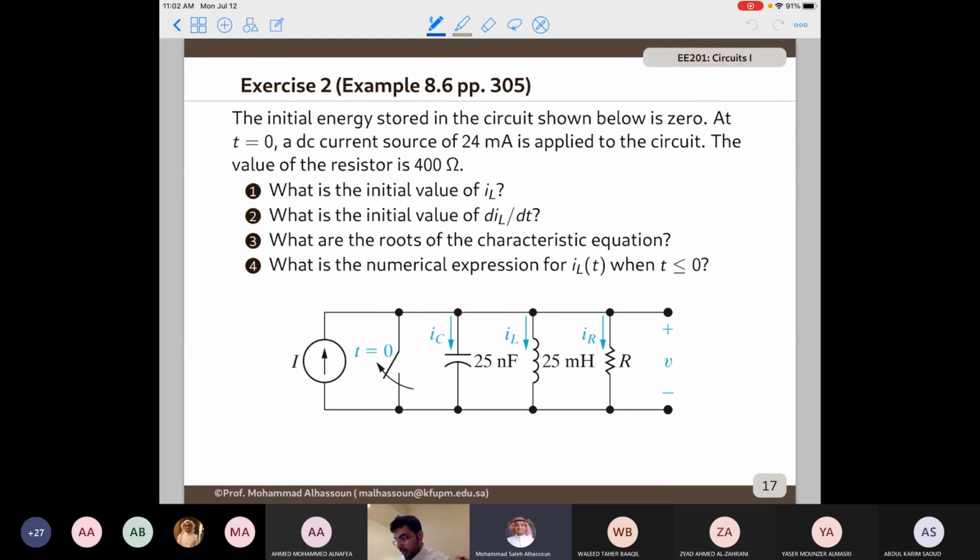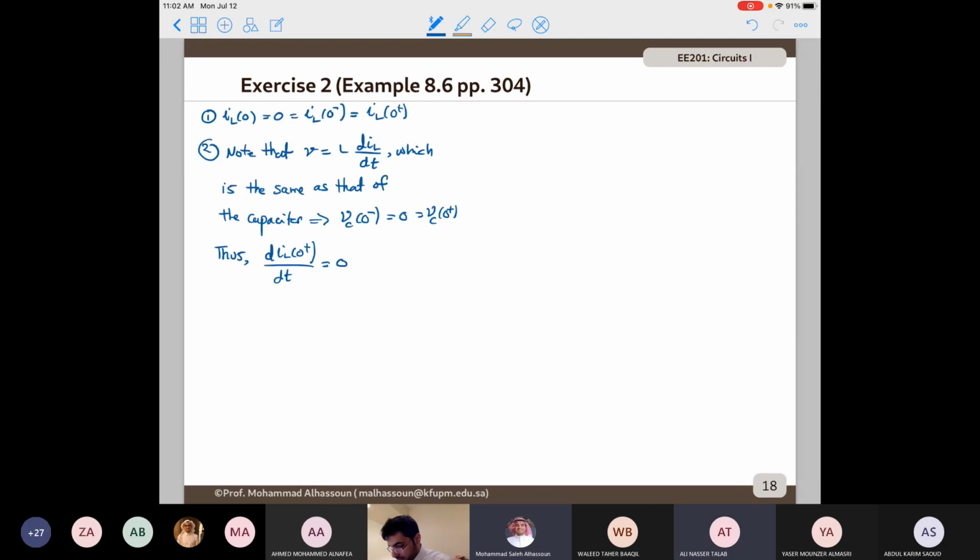Okay. So we solved the first two parts. Then we're asked about the roots of the characteristic equation. What are the roots, S1 and S2, of the characteristic equation, Ali? We find first alpha squared and omega naught squared. Exactly. Let's find alpha first, then we take the square of it.